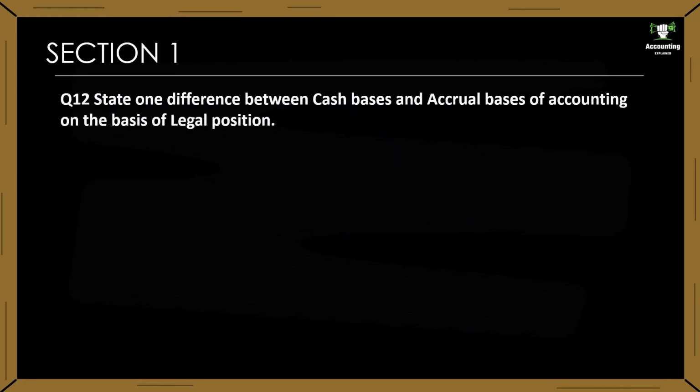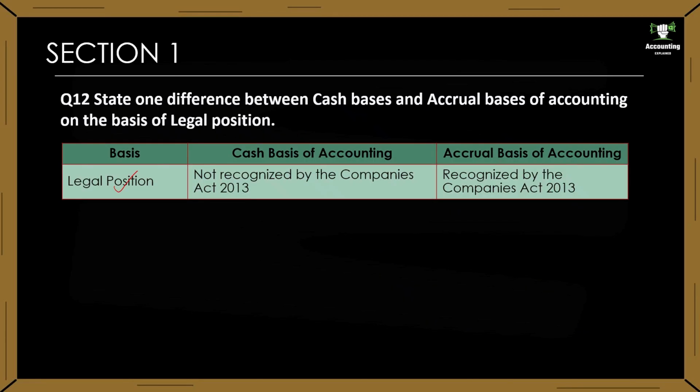Question 12. State one difference between cash basis and accrual basis of accounting on the basis of legal position. One difference on the basis of legal position, we can say that cash basis is not recognized by the Companies Act 2013 and accrual basis is recognized by the Companies Act 2013.